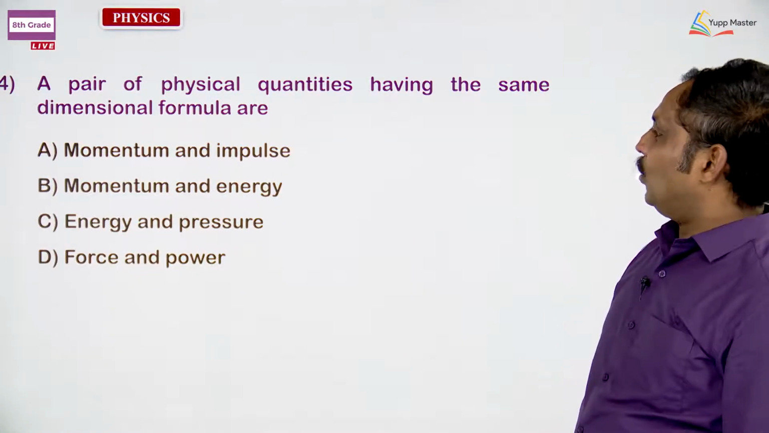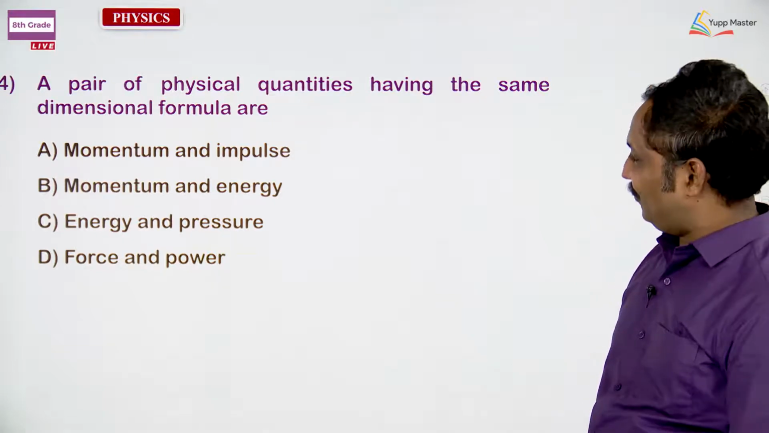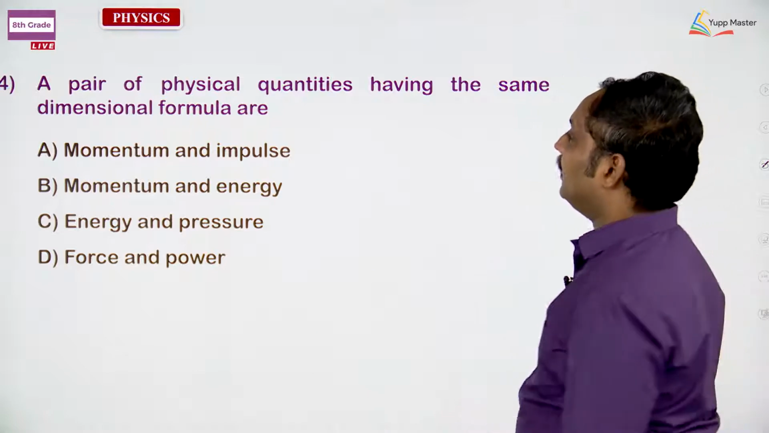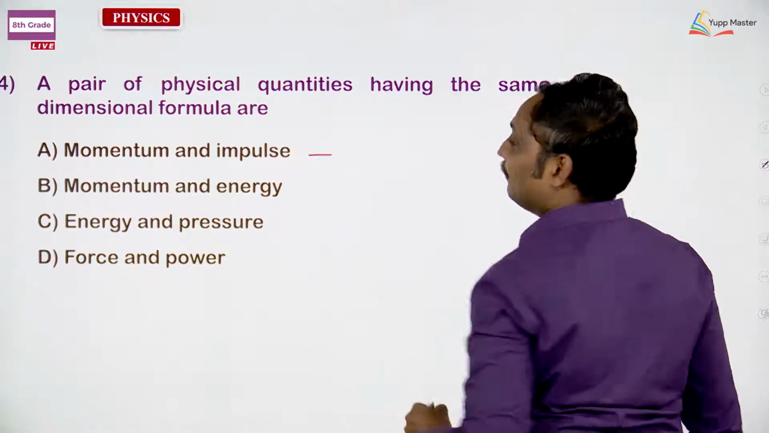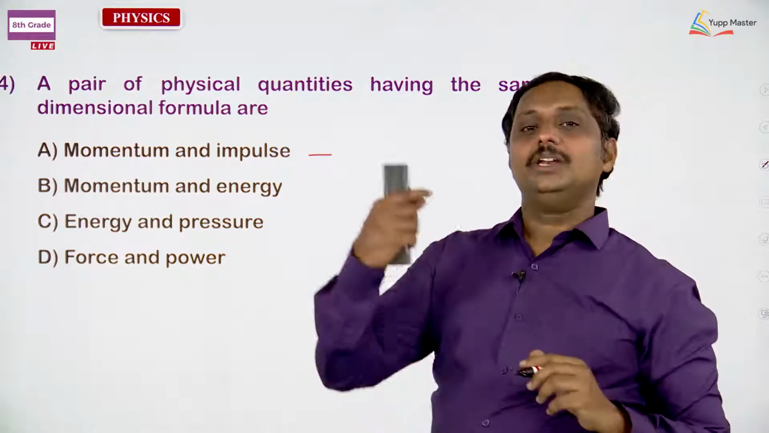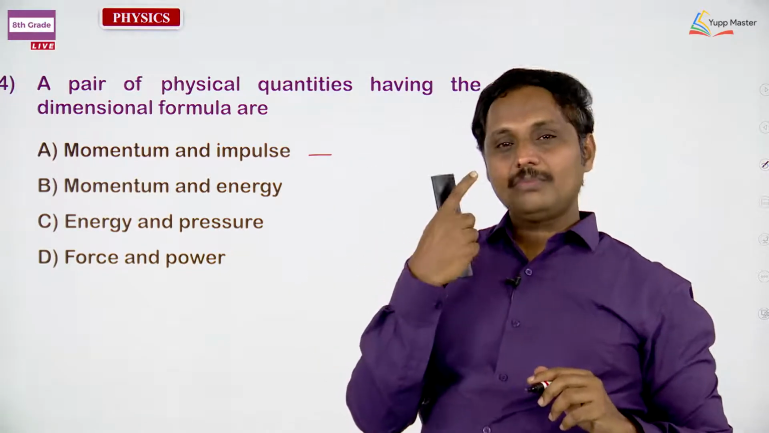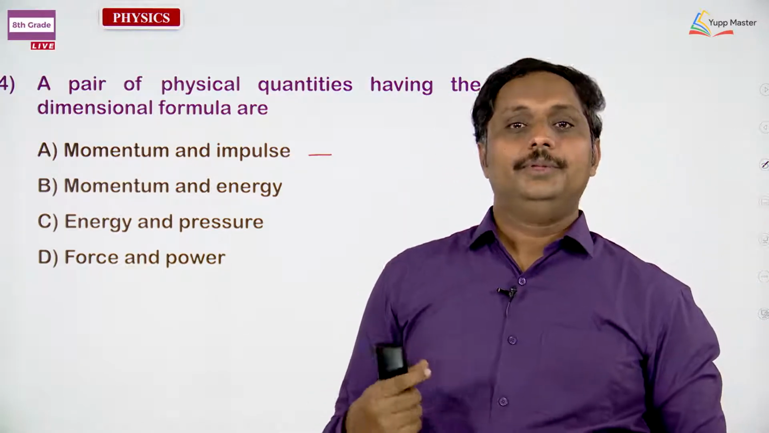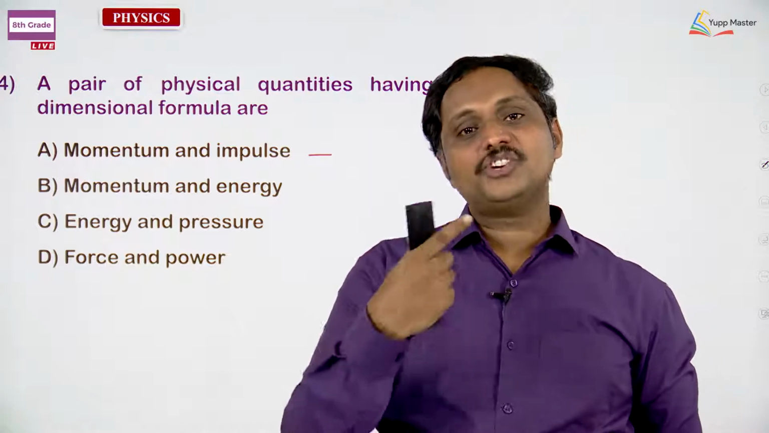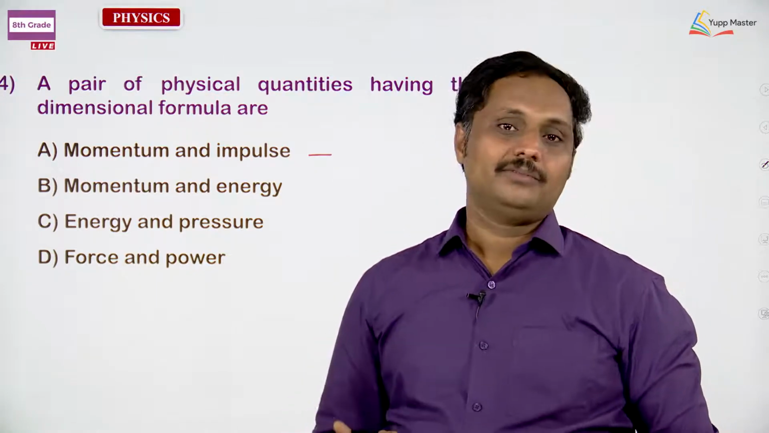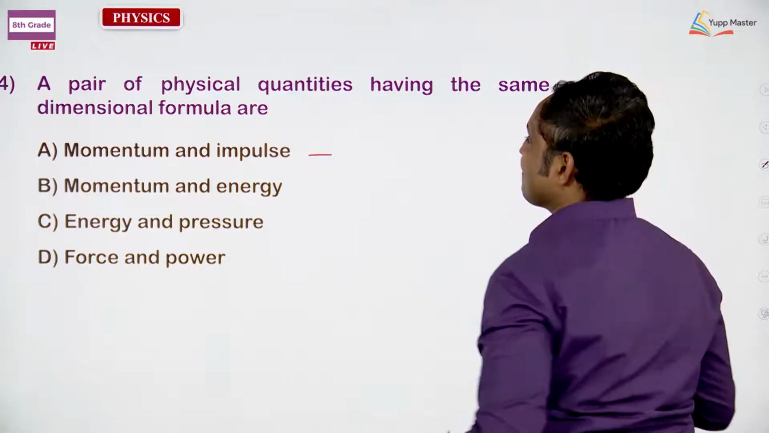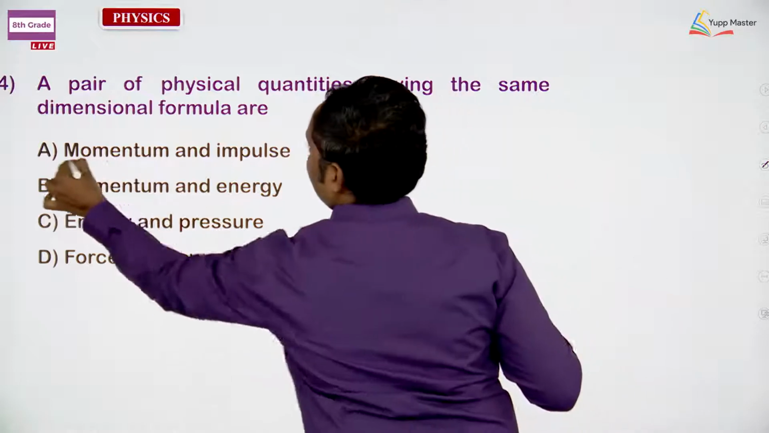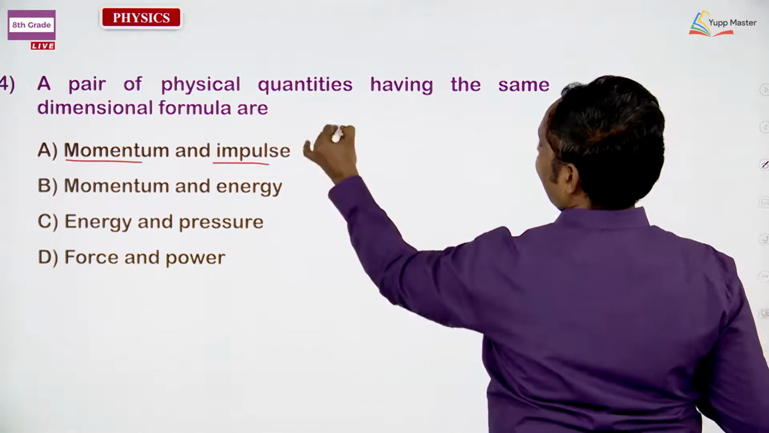Pair of quantities having the same dimensional formula. You are going to get force and power, all these things. Let's have that. Look, momentum and impulse. Impulse is the one where a large amount of force acts in a small interval of time. That is the impulse, or rate of change of momentum gives the impulse. Very clear. So momentum and impulse are identified.